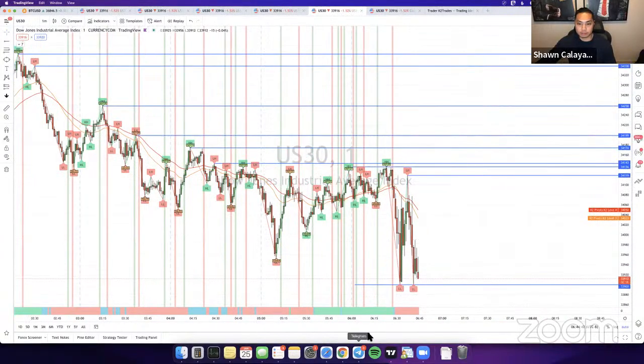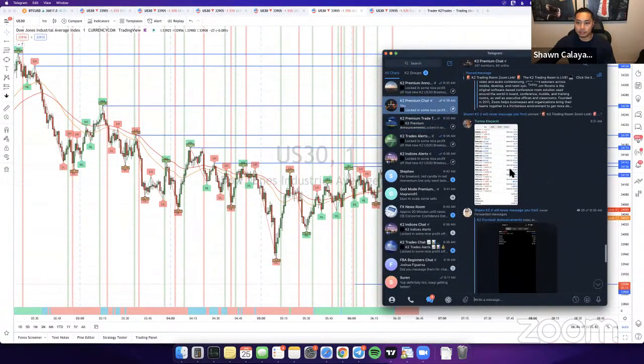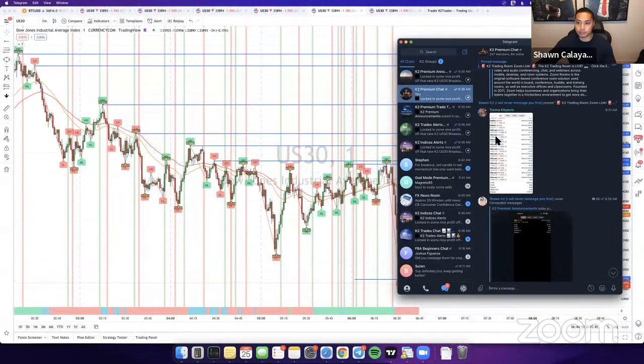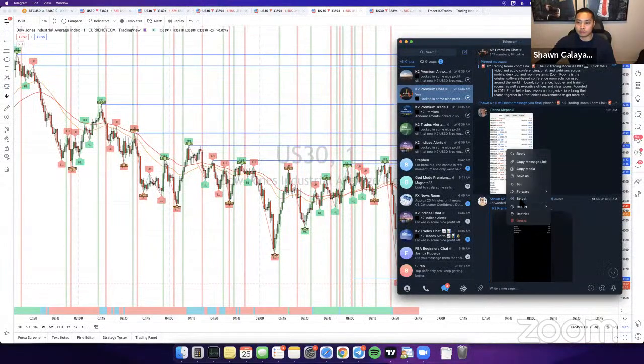possible scalps here. So let me see if there's any profits that were sent in. I think Tiana sent in some profits over here. Yeah, so Tiana actually took some sells there as well. She took that big sell, the one that looks similar to the one that I took. She made 2,460. So nice work right there, Tiana. Total profit of 3,879 for the day. So great work right there, Tiana.